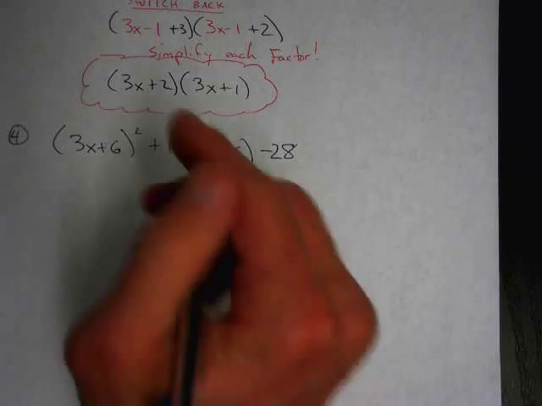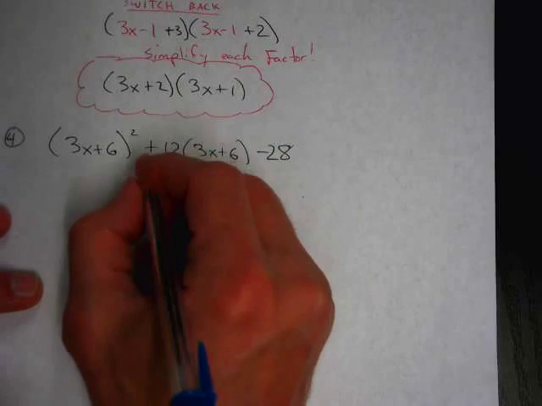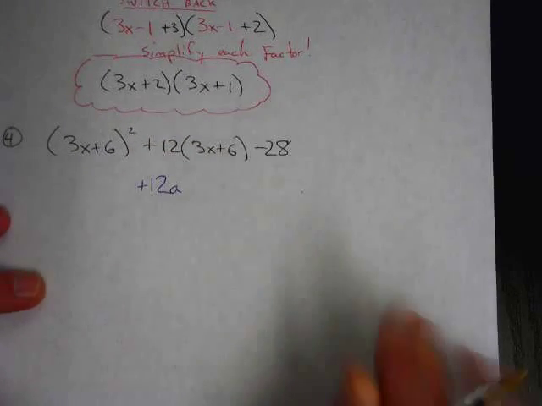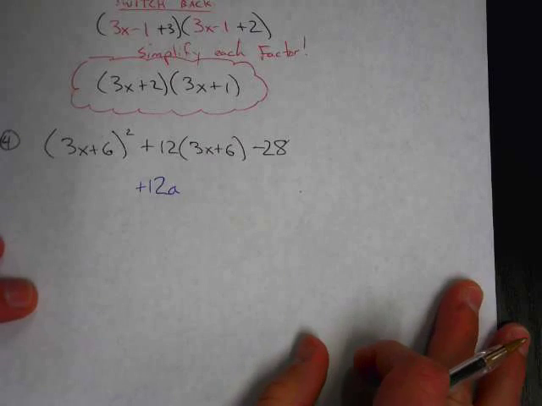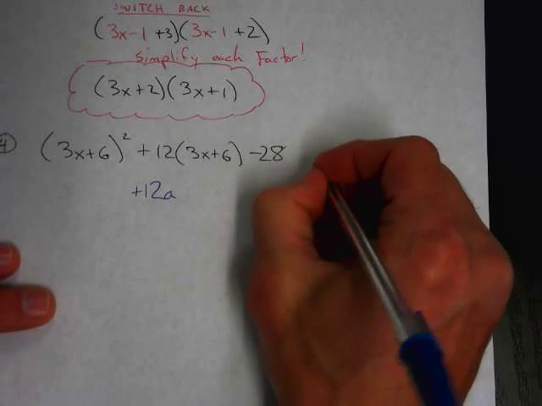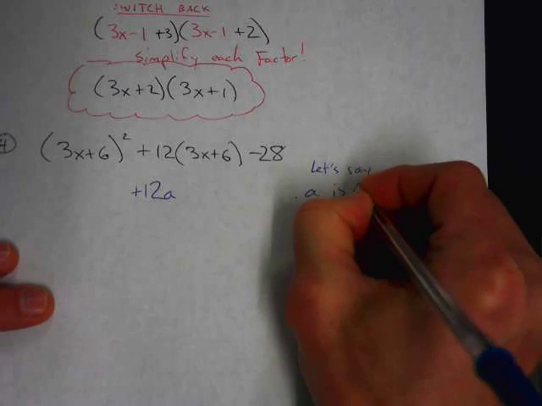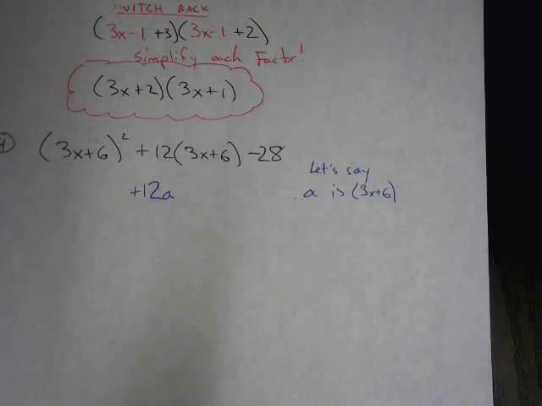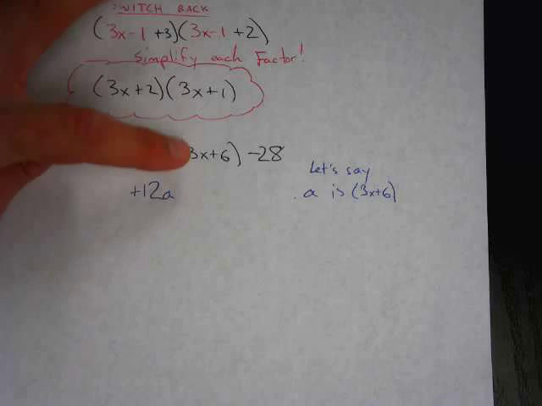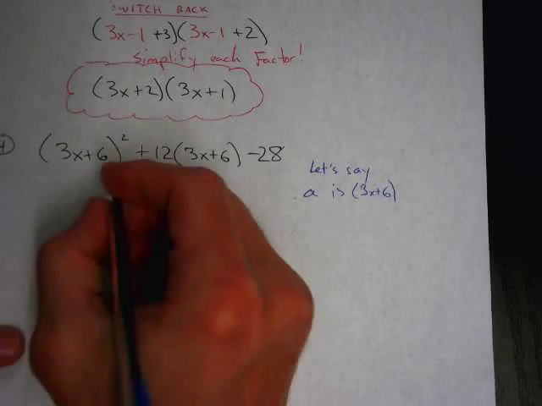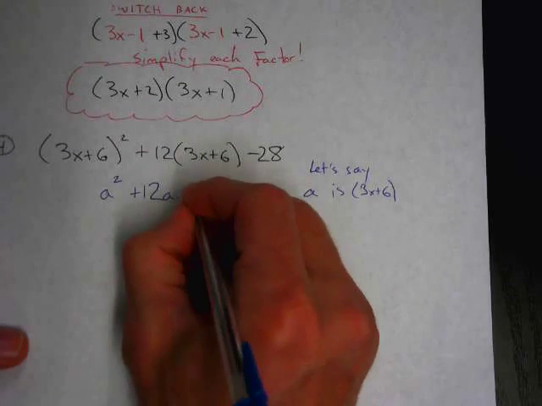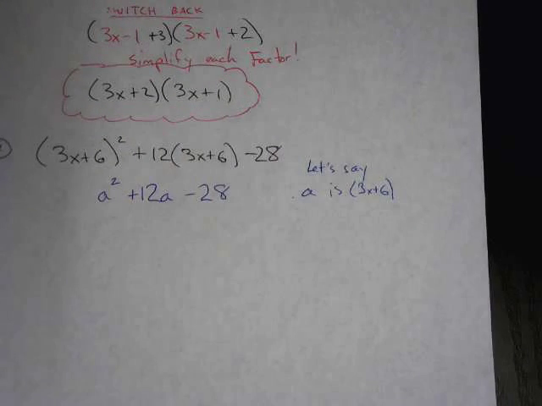How cool would it be if instead of the middle term being plus 12 times all that garbage, it was just plus 12a? And if that was the case, man, things would be so great. So let's just say that a is 3x plus 6. And if we say a is 3x plus 6, well then, this makes sense, right? And our first term, instead of being this, is actually going to be a squared, and then minus 28. All right? So now we have a quadratic trinomial, and we're ready to factor this bad boy.